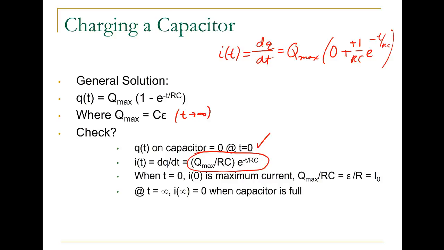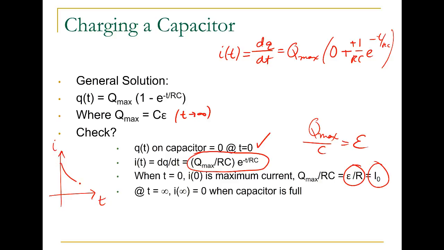And you also might recognize that Q max over capacitance is the EMF. So that means that the maximum current is when t is equal to 0, which is just E over R. So that's what I naught was in our equation of I versus time. So it just decreases like that. And as t goes to infinity, I goes to 0. So when the capacitor is full, the current drops to 0.